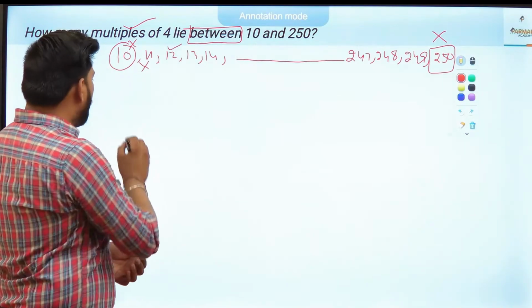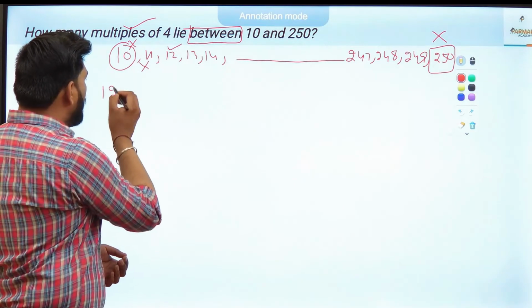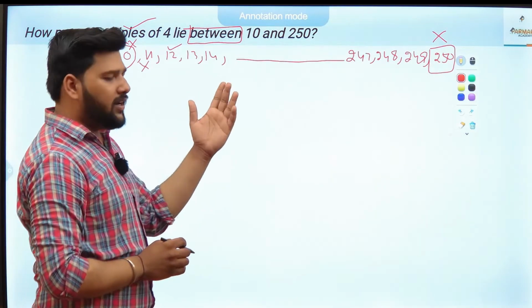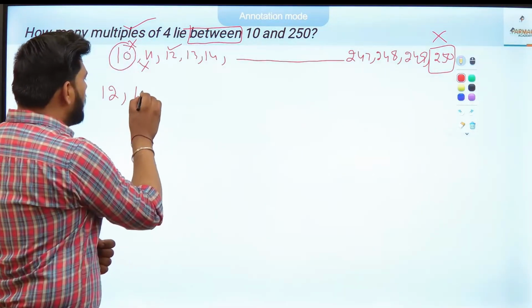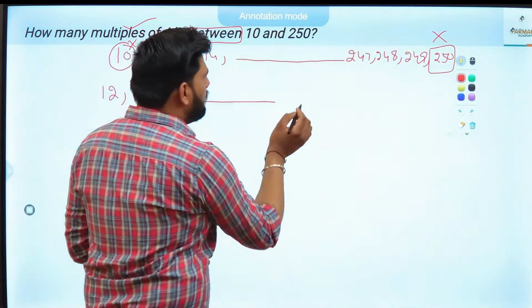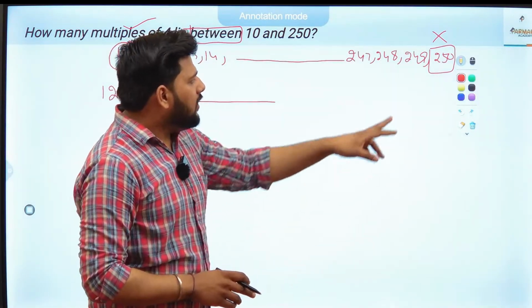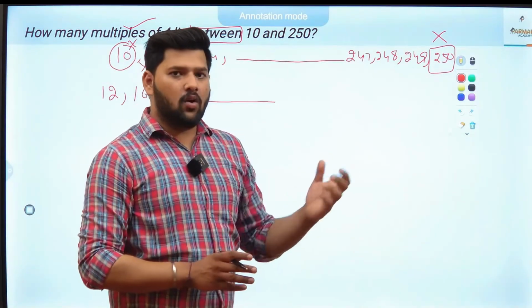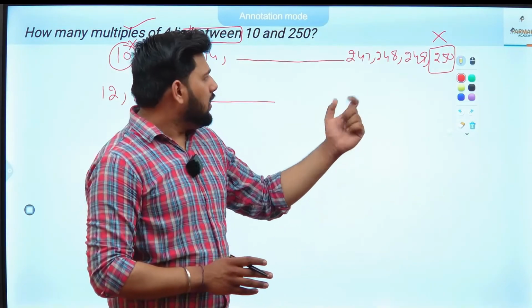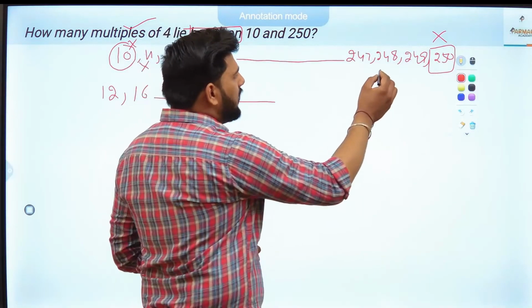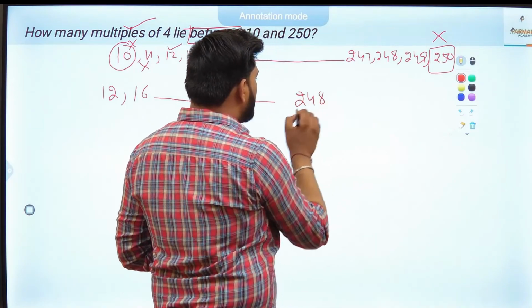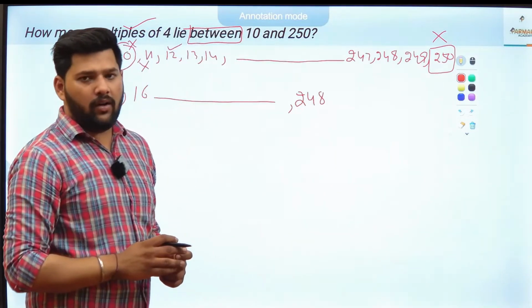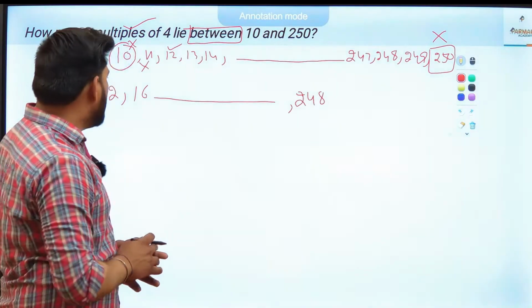12 is a multiple of 4, so the first term is 12. Similarly 13, 14 and 15 are also not multiples of 4, so the next term is 16 and so on. From the last, now look here, 249 is not a multiple of 4. 248, yes, it is a multiple of 4. So 248 is the last term of our required AP sequence.